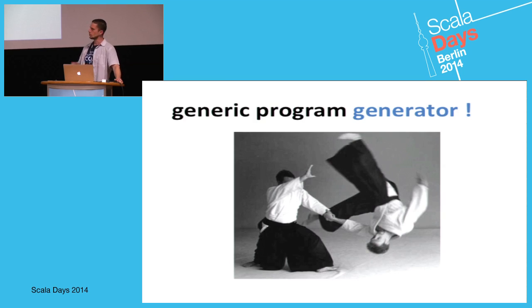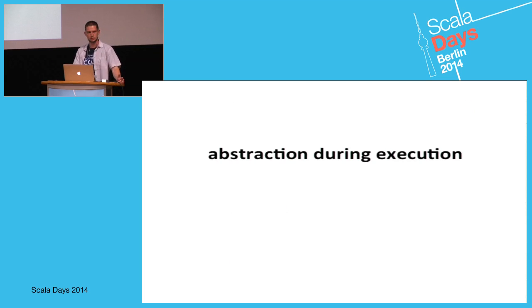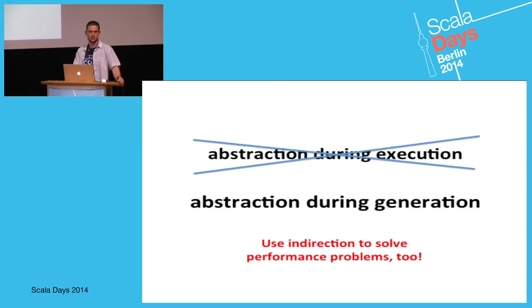So we kind of perform this Aikido move of using our opponent's strength to our own advantage. And instead of having this cost of abstraction all the time during execution, like for each tuple in a table, we incur this cost only once, namely while we're generating code. And this means actually that we're using indirection to solve performance problems too.